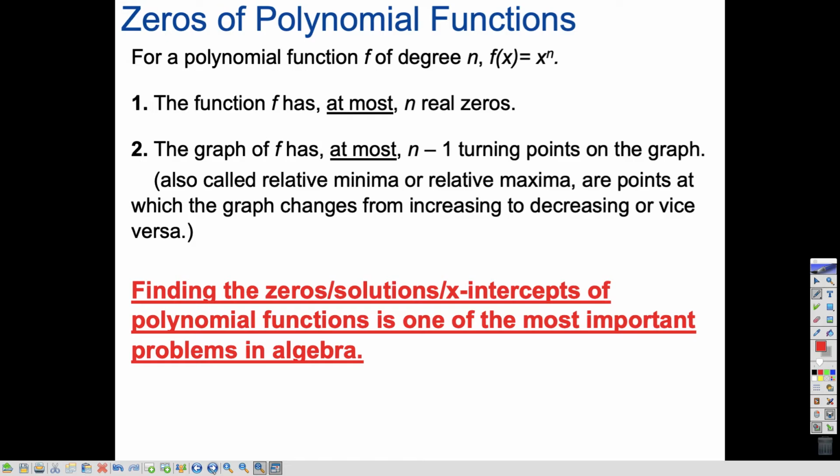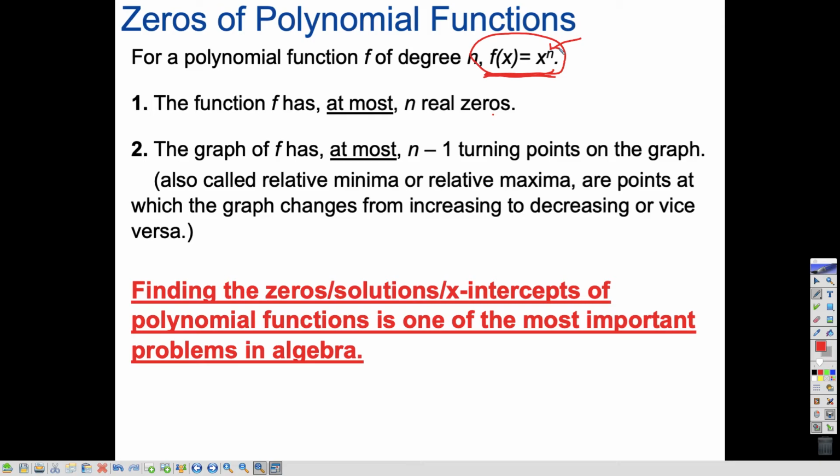Okay, we're almost done with the whole slideshow. So, zeros of a polynomial function. If for a polynomial function f of degree n, the function f has at most n real zeros. For any function right here, it has at most n real zeros. If that n was 6, how many zeros? It would have 6 zeros. Actually, it has exactly 6 zeros.